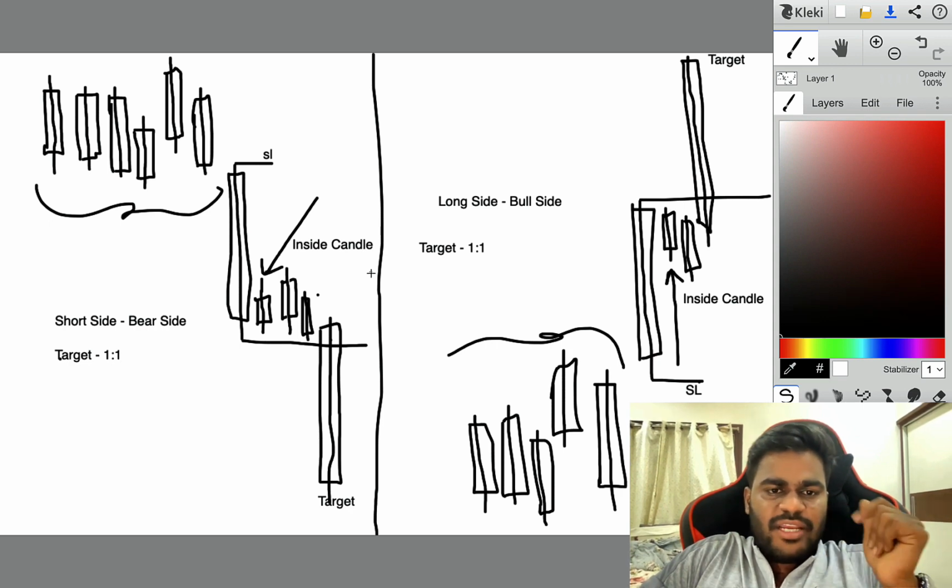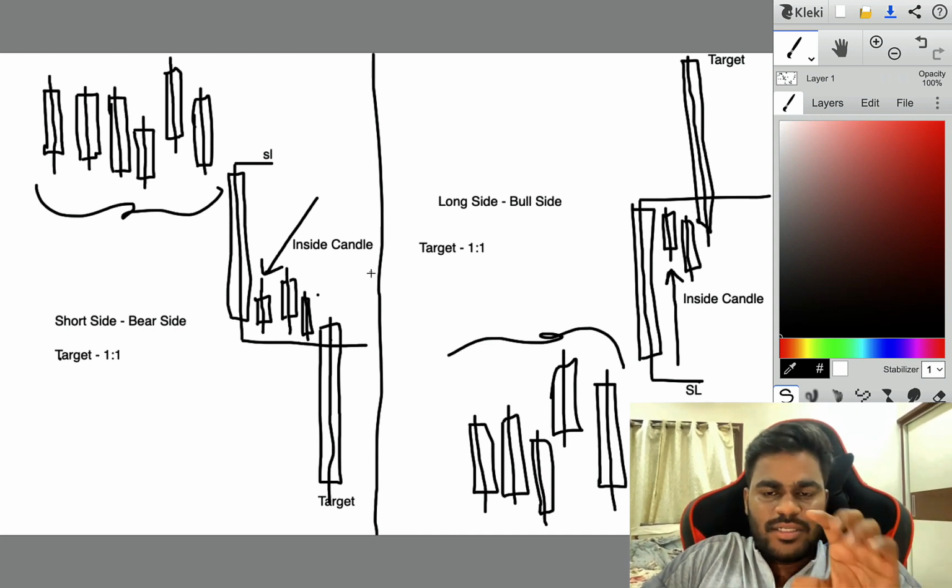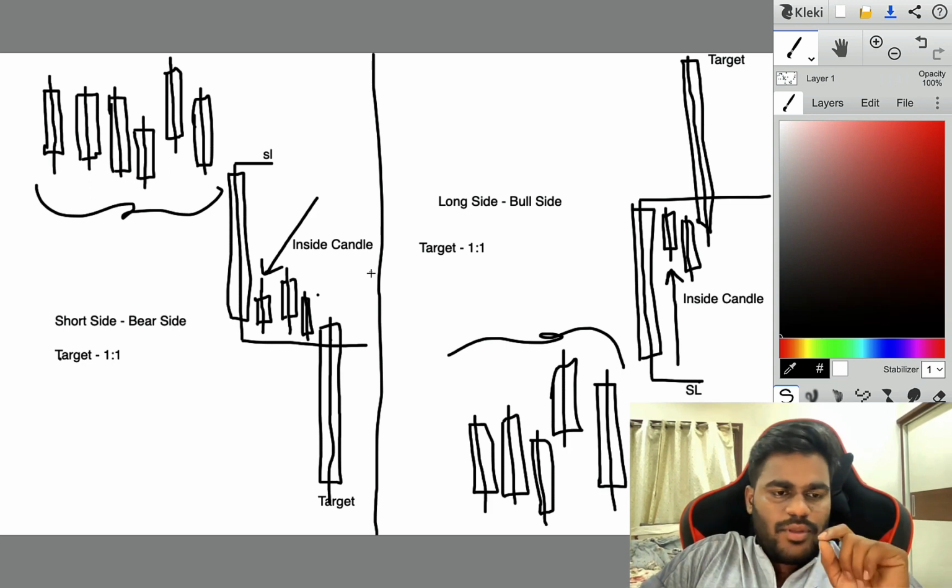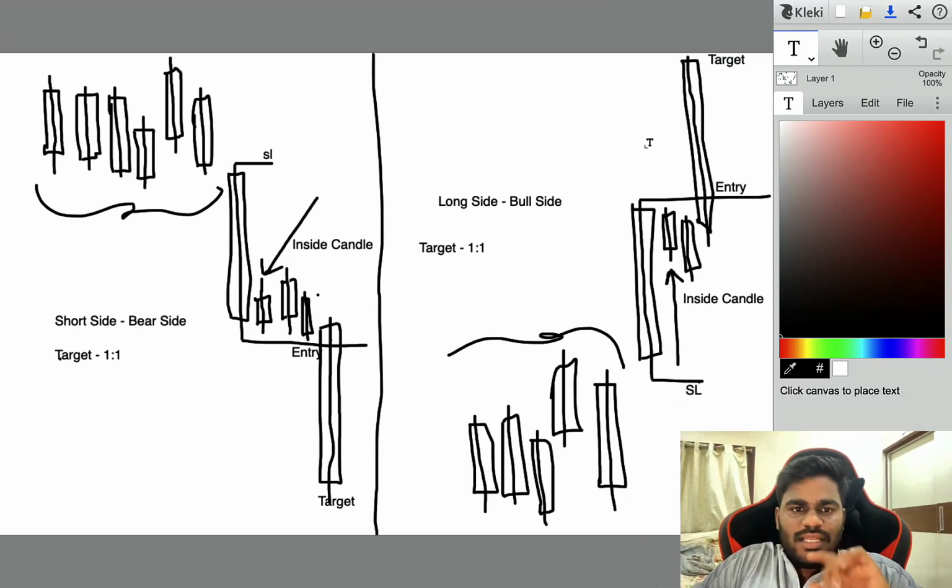Intraday, you need to be quick enough to book the profit within a maximum of 30 minutes to 1 hour. The whole setup will complete in 30 minutes to 1 hour. So you need to be very quick, and you need to know what the target is and when to exit. My personal target is 1:1. So the target is 1:1, that's fixed.